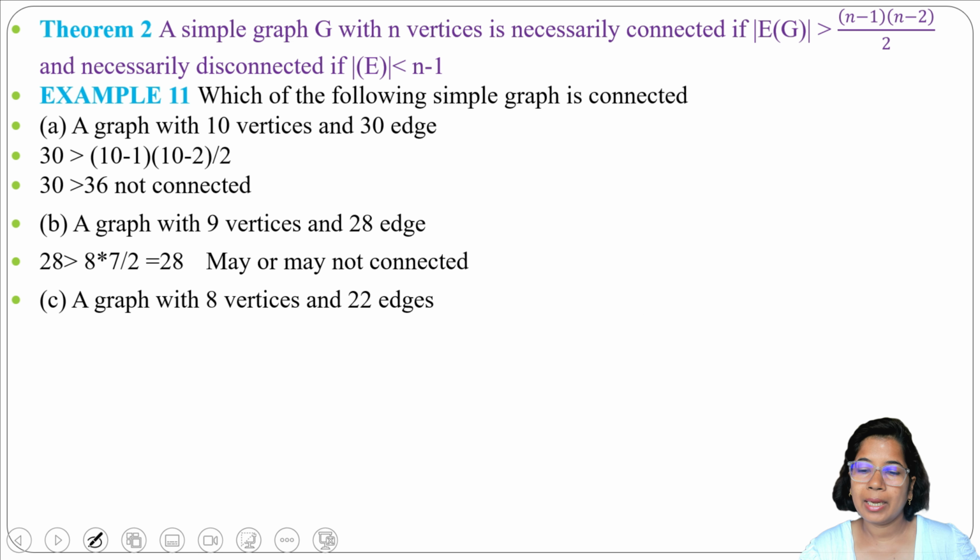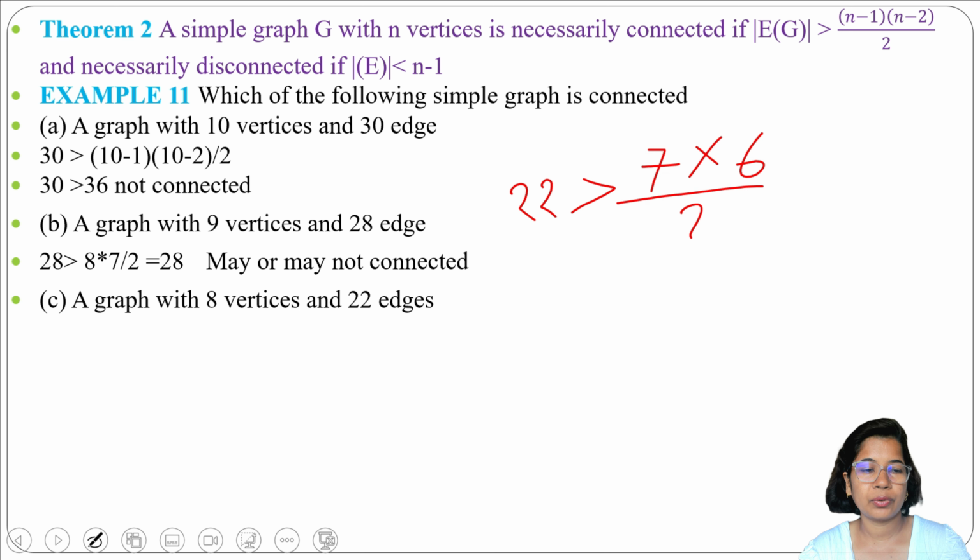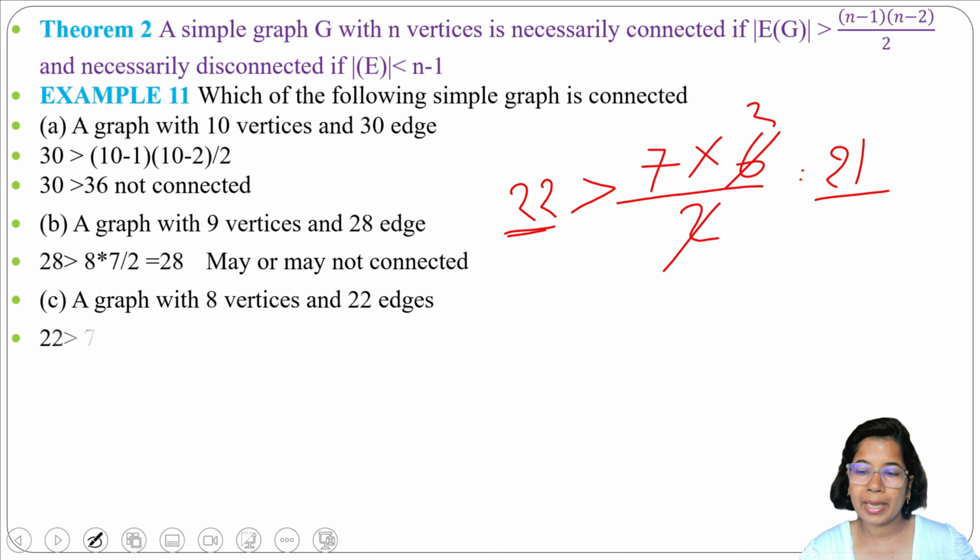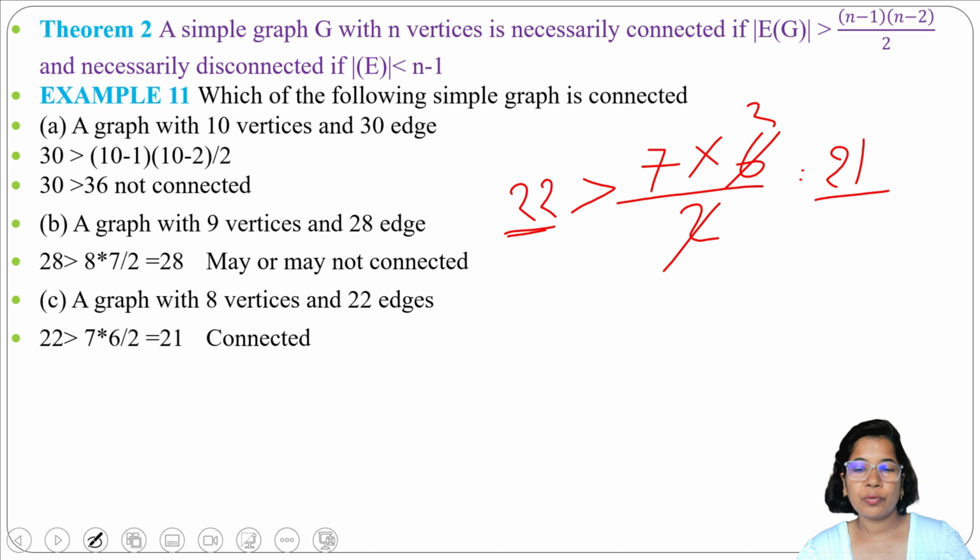Next option C, a graph with 8 vertices and 22 edges. 22 should be greater than (8 minus 1) multiplied by (8 minus 2) divided by 2. It's 7 multiplied by 6 divided by 2. 6 divided by 2 is 3, 7 into 3, it's 21. 22 is greater than 21, hence this graph is connected. So for connected, it must be greater than (n minus 1) multiplied by (n minus 2) divided by 2. If it's equal, then it may or may not be connected. And if it's less than, it's surely not connected.